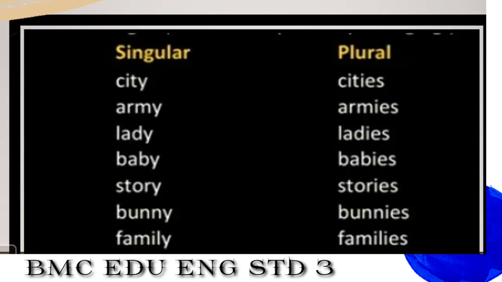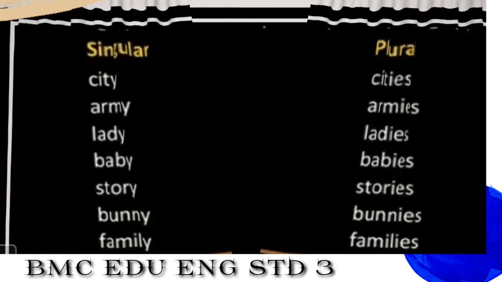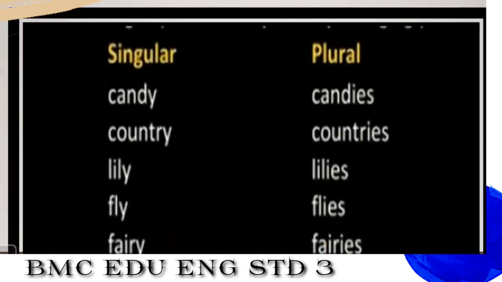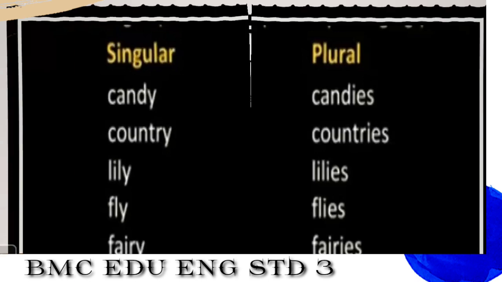Baby, babies. Story, stories. Bunny, bunnies. Family, families. Candy, candies. Country, countries. Lily, lilies. Fly, flies. Fairy, fairies.